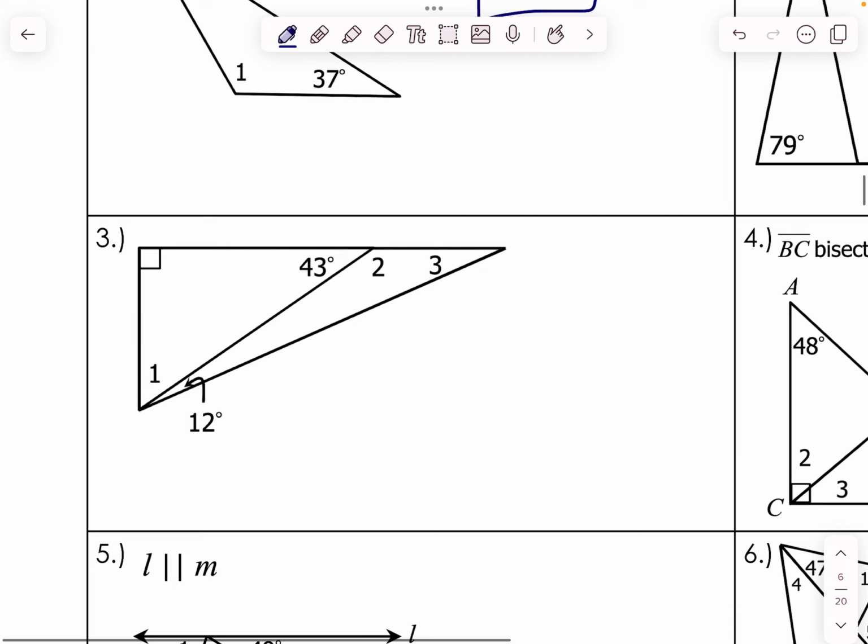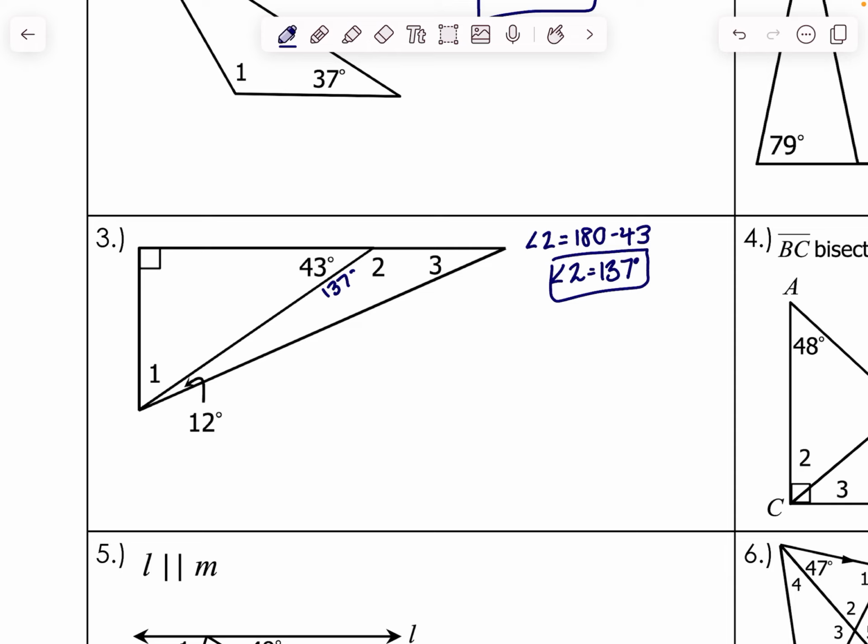Okay, number 3. We're still going to use the same concepts. We have two triangles here, actually 3 triangles. We're going to solve for angle 1, angle 2, and angle 3. I'm going to start with angle 2, and the reason why is because these two added together are going to be a linear pair, which equals 180. So angle 2 is going to equal 180 minus 43, which is 137.